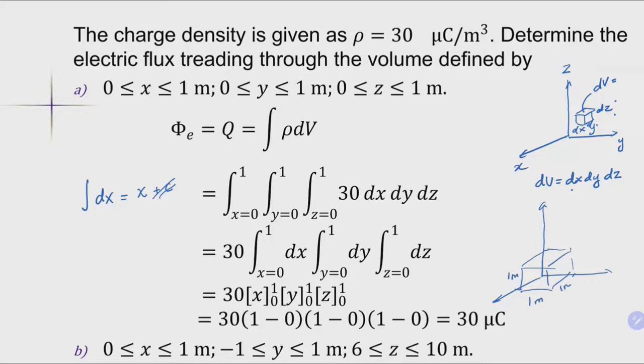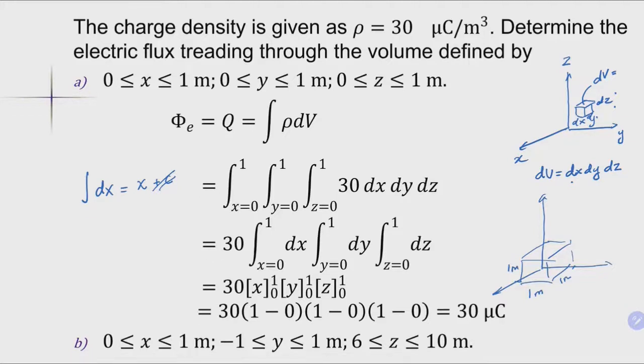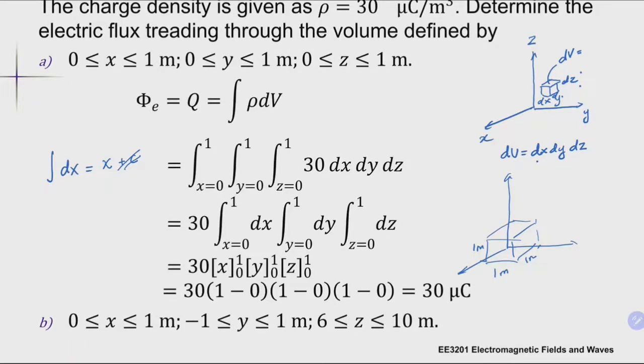of 1 meter, 1 meter, and 1 meter. Okay, so it's exactly the same problem as the first example, but now we're solving it with limits of x, y, and z. Okay, so that is the first one. So I show you the first one. So what I want you to do is to try B. Okay, so now try and see whether you can work out what B is with different limits of the integral.